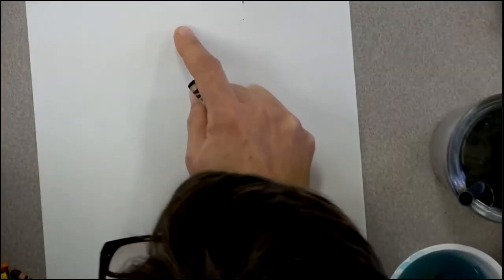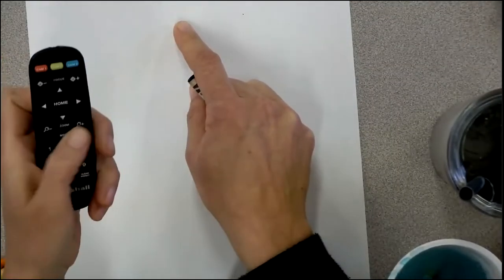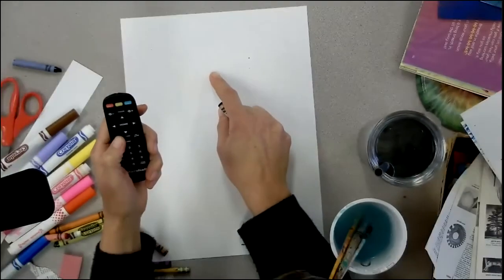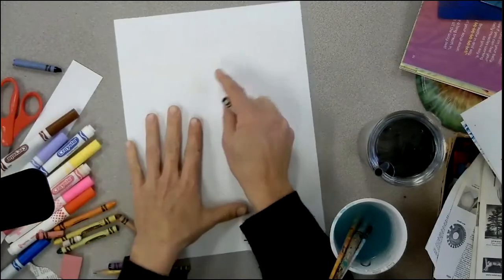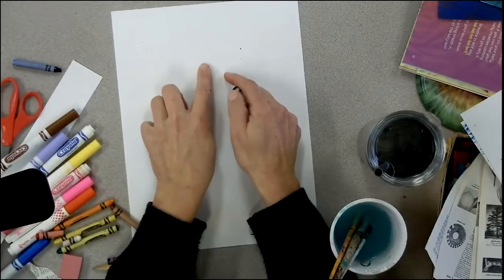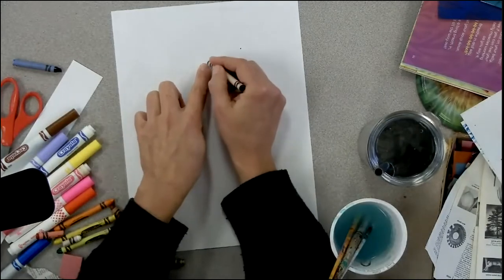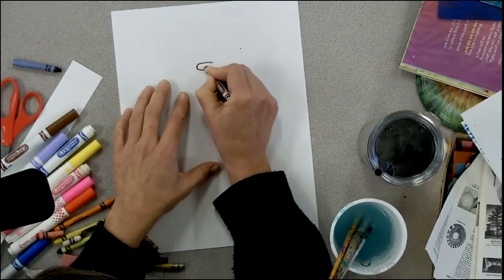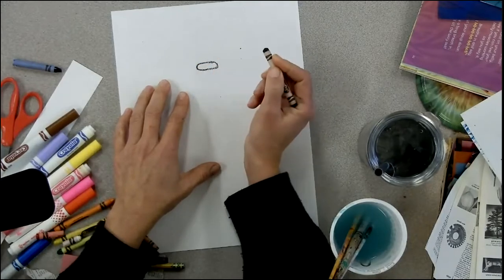And I just am kind of realizing I need to zoom out just a little bit, so you can see the top of my paper. There we go. All right. So here's the middle of my paper. And here is where I want to start by creating an oval for the nose. So I'm taking my black crayon here, and I'm just going to create this oval, all right?